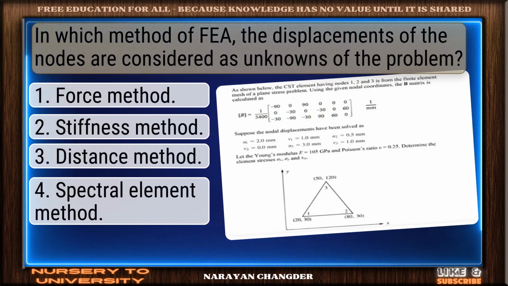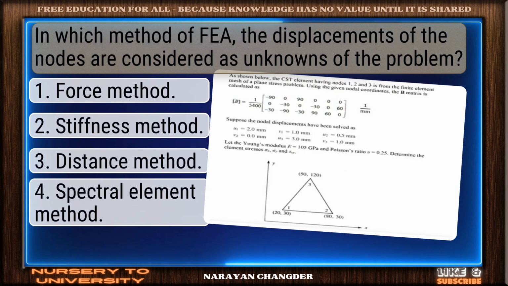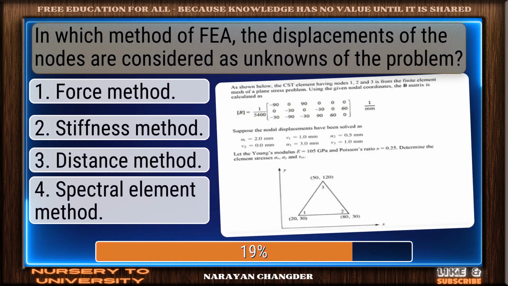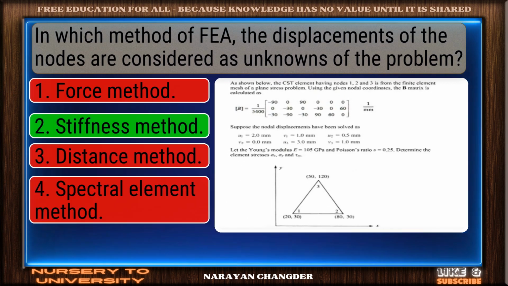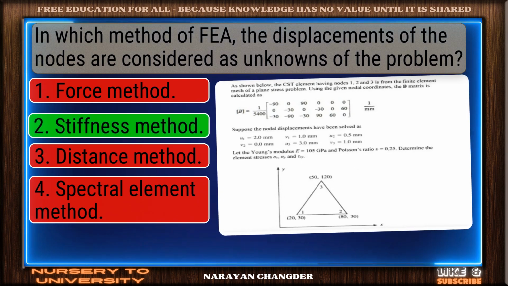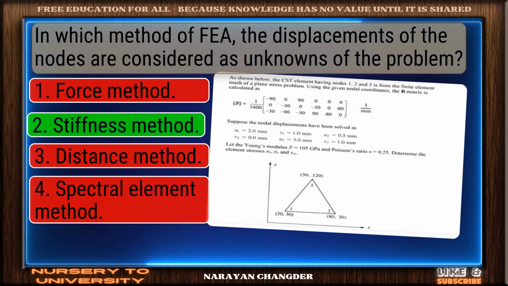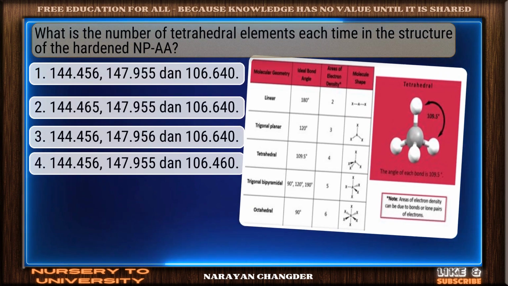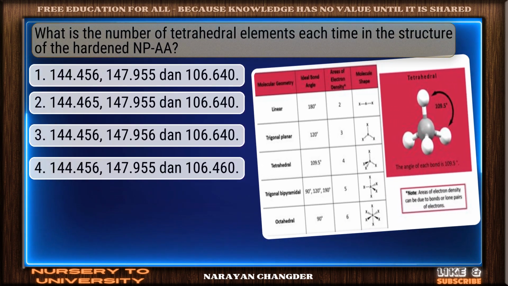In which method of FEM are the displacements of the nodes considered as unknowns of the problem? Well done. Stiffness method is the right choice. What is the number of tetrahedral elements each time in the structure of the hardened NPR?